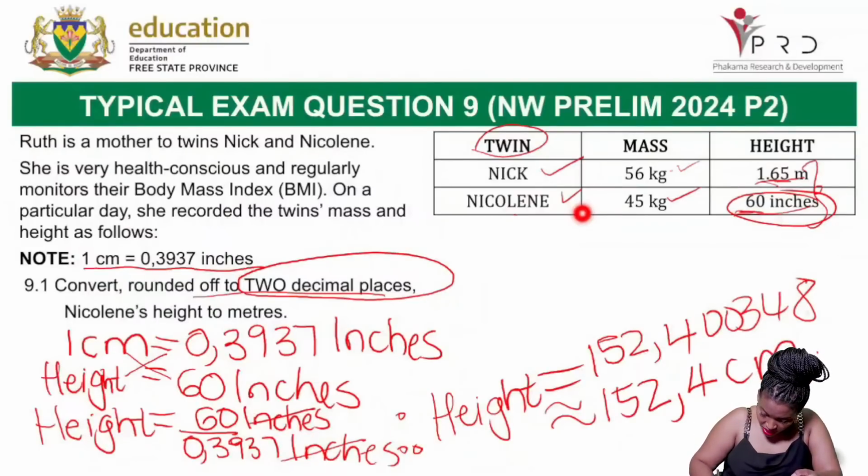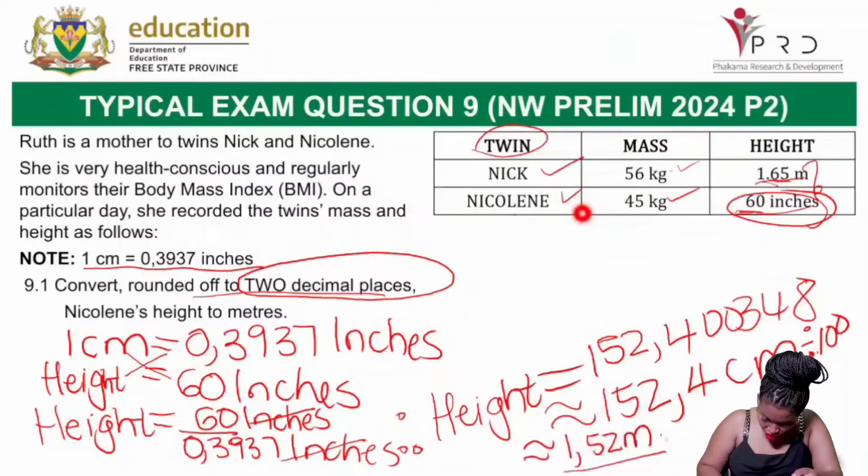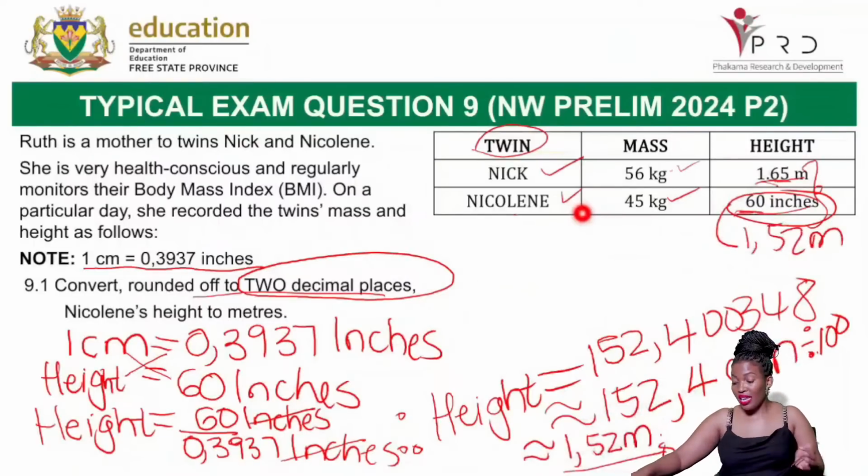So from centimeters to meters, we are going to divide. We divide by what? By 100. So the answer is going to be, to 2 decimal places, 1.5240 meters. That is the new height. The height in meters is 1.52 meters. Let me write it down.